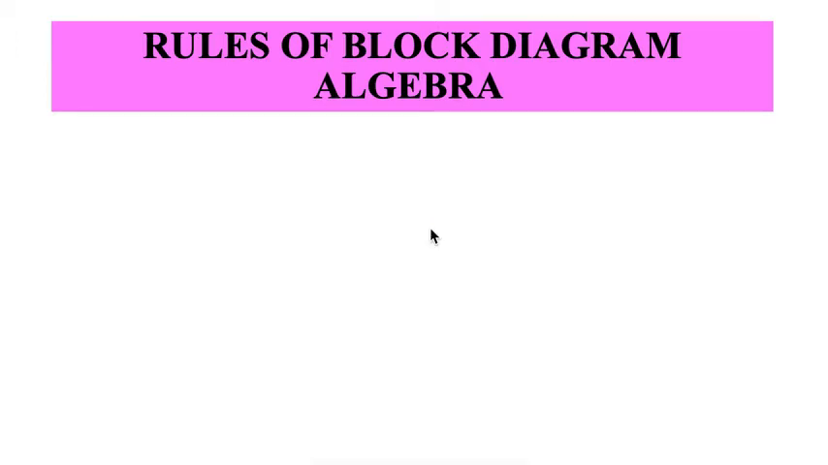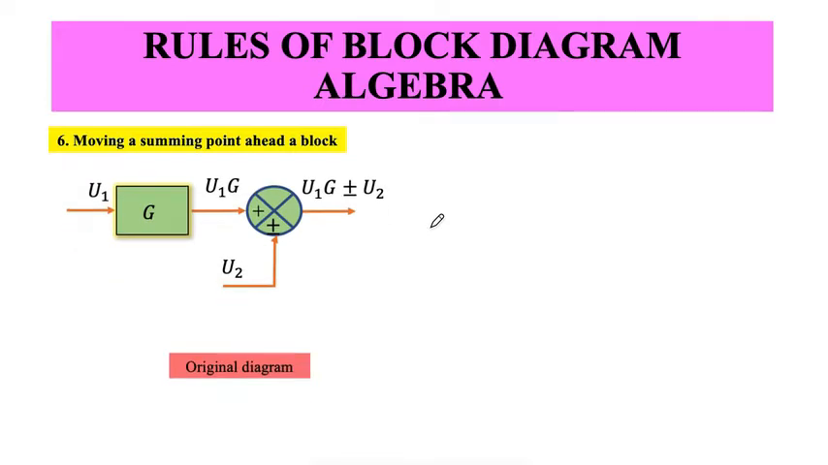Next, now if I want to do the reverse, I want to move the summation point ahead of the block. Okay, again we just follow the same structure, right? u1 is given to me, u2 is coming from outside, and the output should remain the same, u1g plus minus u2. So I even want to preserve my output, and then I want to move g to the right.